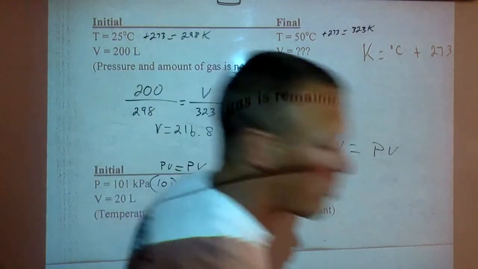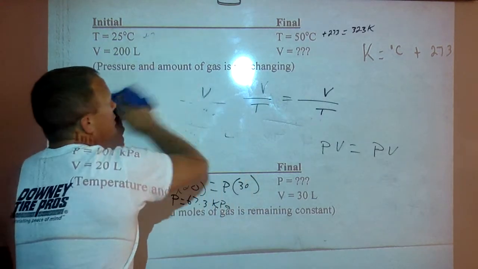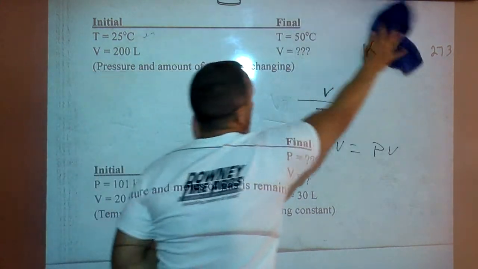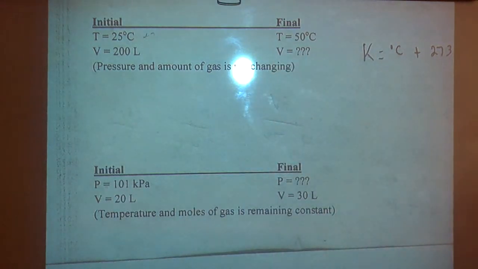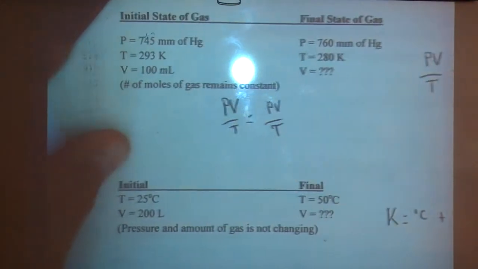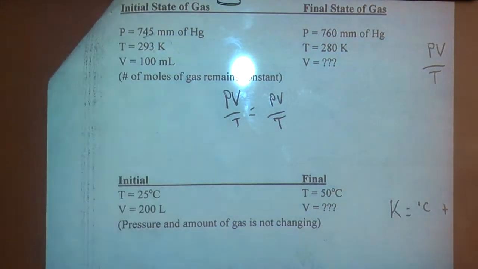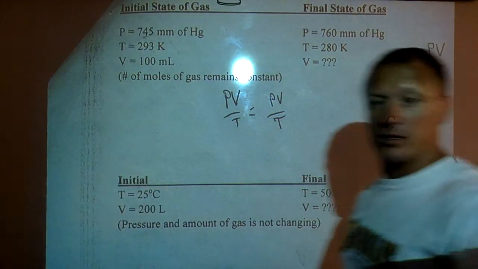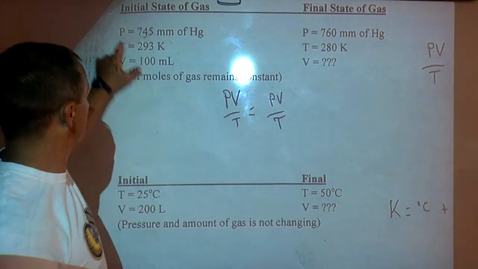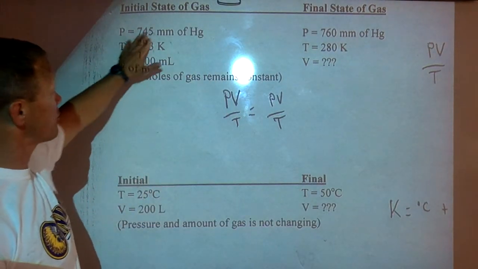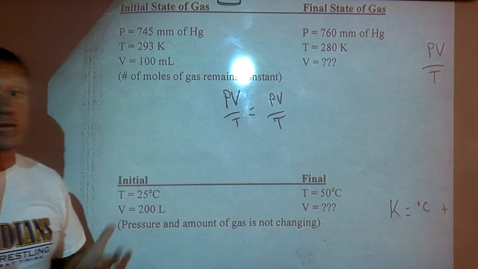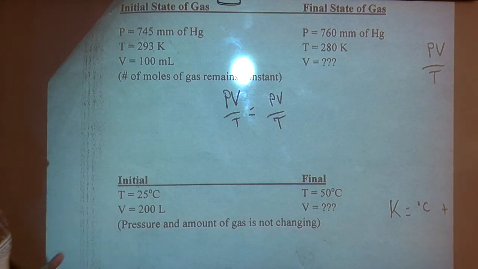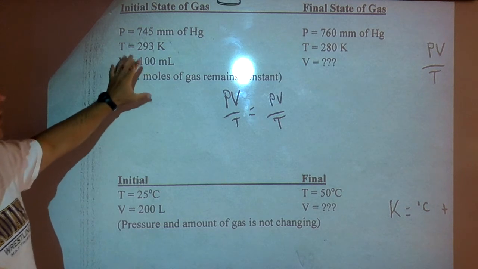I'll show you one more quick problem here. This one's going to have pressure, volume, and temperature involved. So you have a gas at this pressure. Remember that 760 is normal there. You don't have to convert pressures. You can keep those the same. Only temperature has to be in Kelvin. And then we're changing it to this.